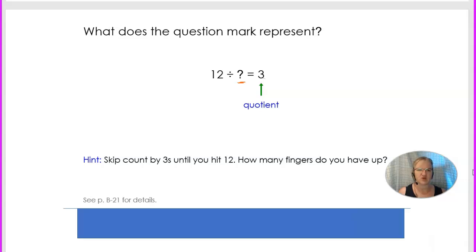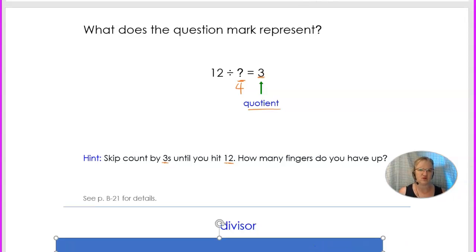If we've got 3 here, we can skip count by 3s until we hit 12. So let's try it. 3, 6, 9, 12. And how many fingers are standing up? There's 4. So we know that the question mark represents 4. Now notice that the 3 is the quotient. So a quotient is the answer to a division question.